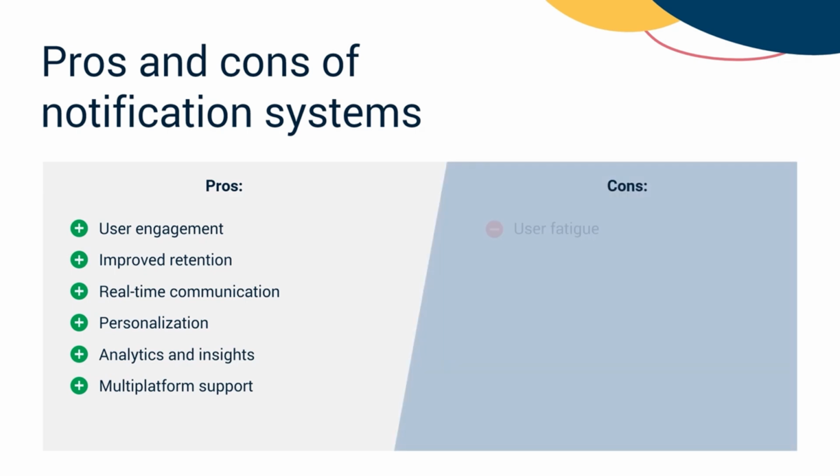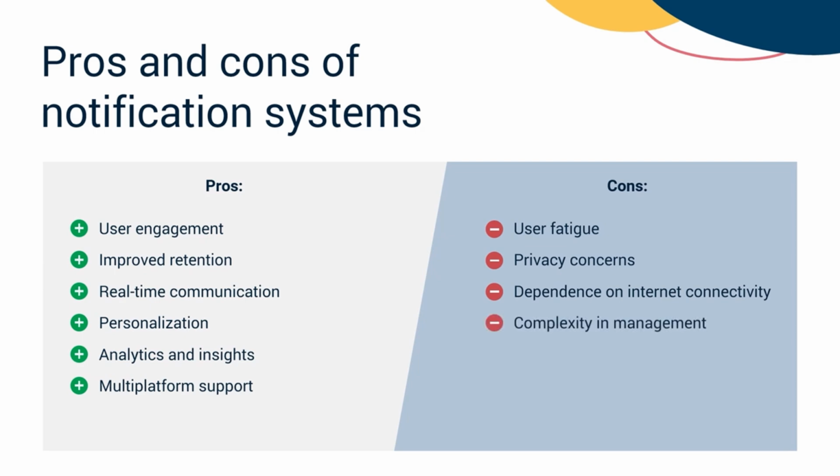On the downside, sending too many notifications can cause user fatigue, leading users to disable them or uninstall the app. Privacy concerns arise if data isn't handled securely. Notifications rely on a stable internet connection, and users may miss updates without it. In larger apps, managing notifications can become complex, and costs increase with advanced features. It's important for developers to balance the frequency and relevance of notifications, ensuring they remain useful without overwhelming users.